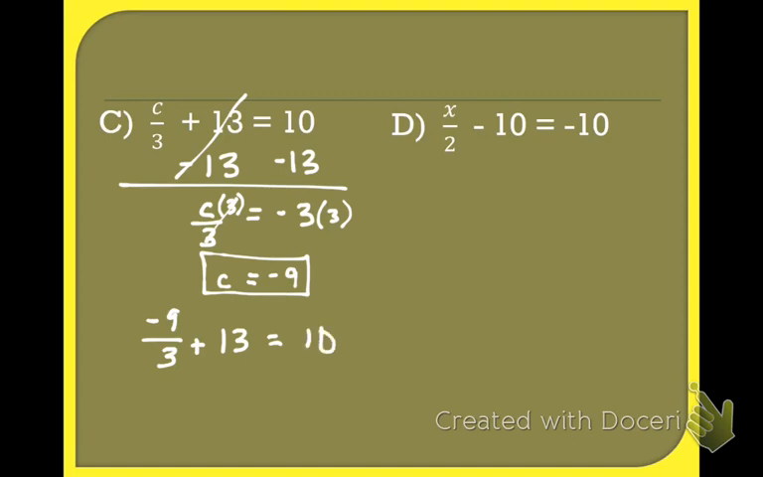Okay, what is negative 9 divided by 3? Not 3. Negative 3, okay? If you have only one negative, you always keep the negative. And then negative 3 plus 13 is 10. Good job.